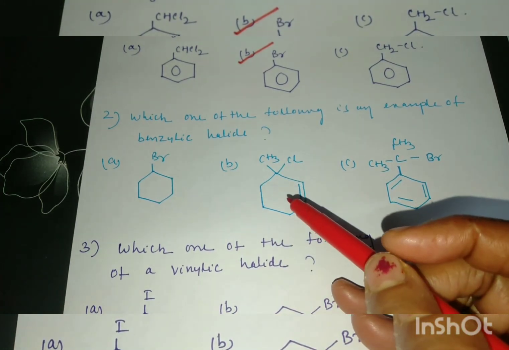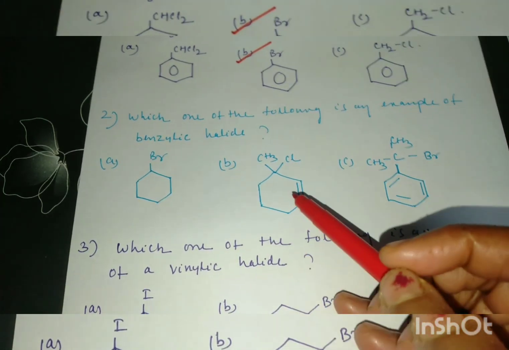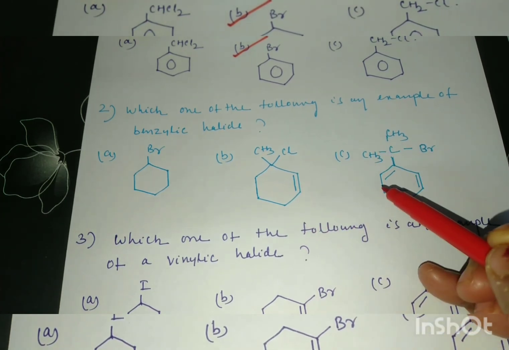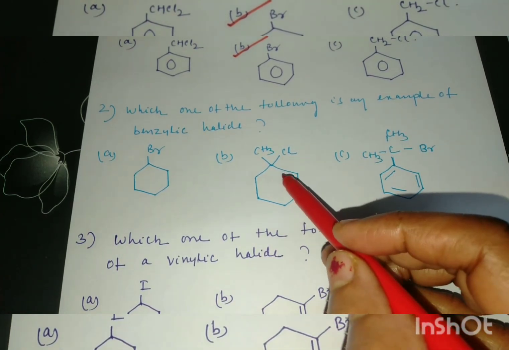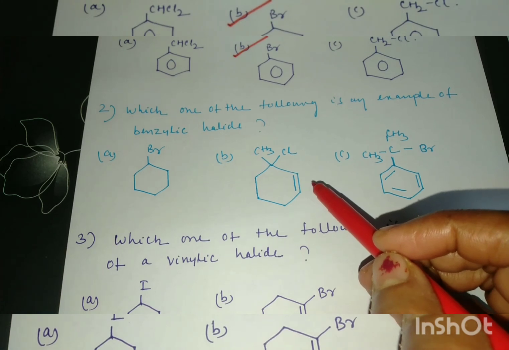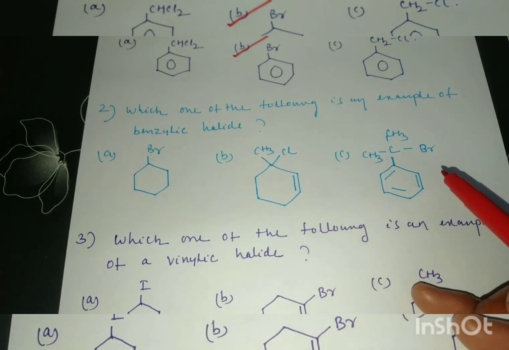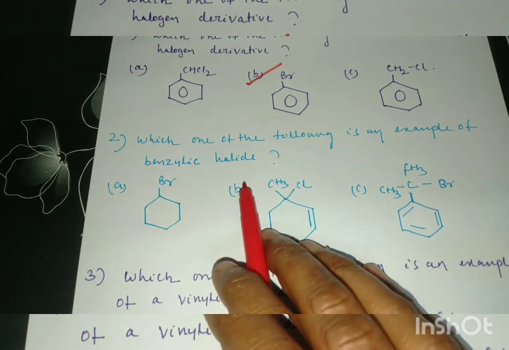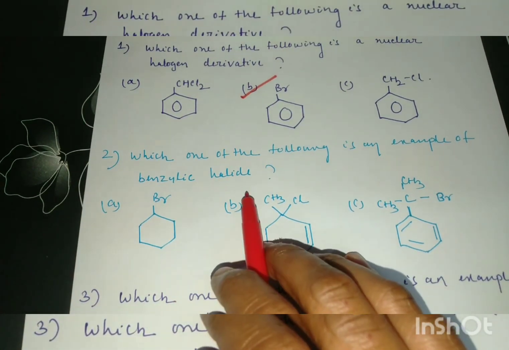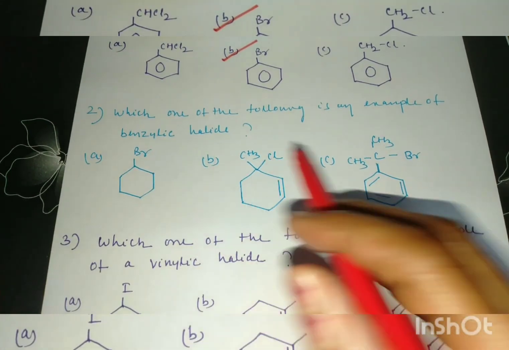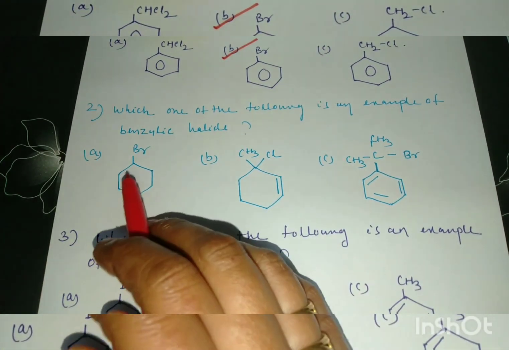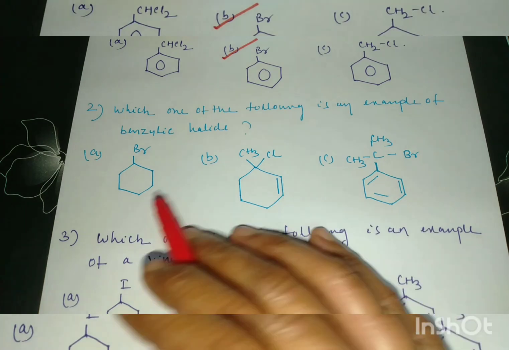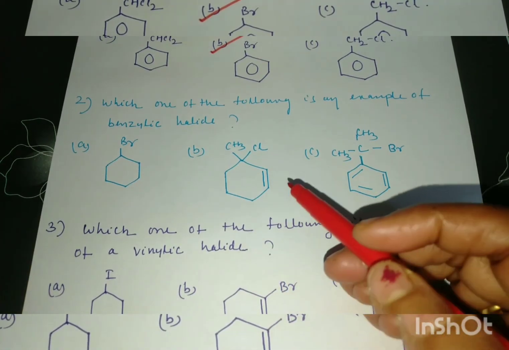So which one of the following is an example of benzylic halide? Benzylic group means which one is your benzylic group? Benzylic group means the halogen is attached to the carbon atom which is attached to the benzene ring. Okay. See here, which one of the following is an example of a benzylic halide? This one is not the benzylic halide. This one is also not a benzylic halide because they are not satisfying the benzene ring structure or aromatic compound.